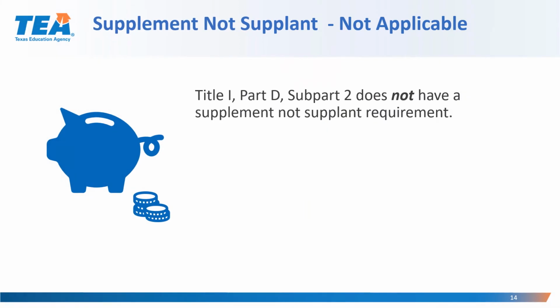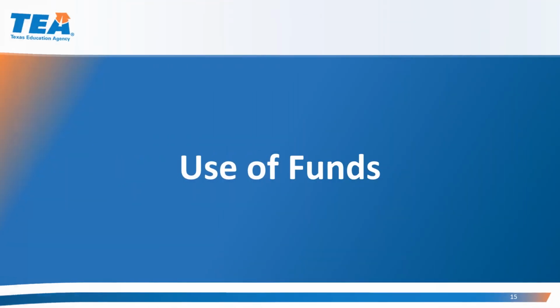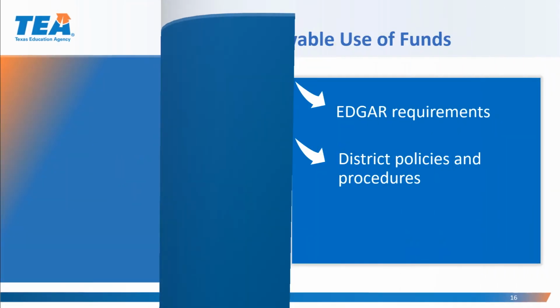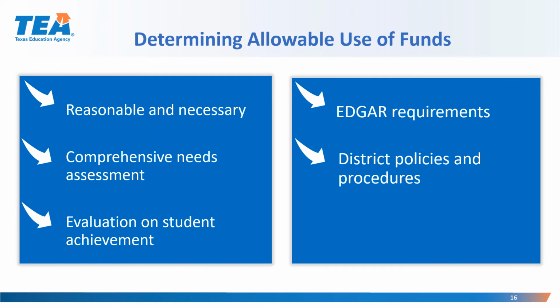Title I Part D Subpart 2 does not have a supplement, not supplant requirement. As an LEA determines the allowable use of funds, it must look at what is reasonable and necessary, the comprehensive needs assessment, evaluation on student achievement, the EDGAR requirements, and its district policies and procedures.